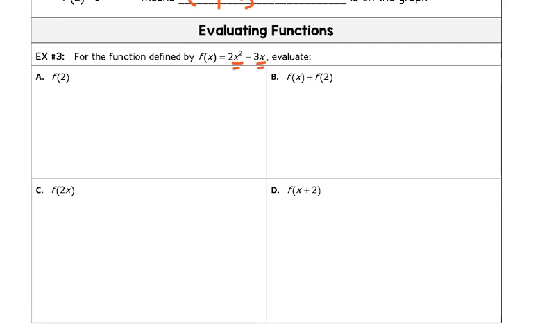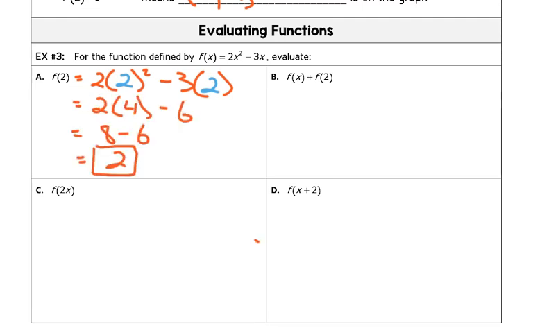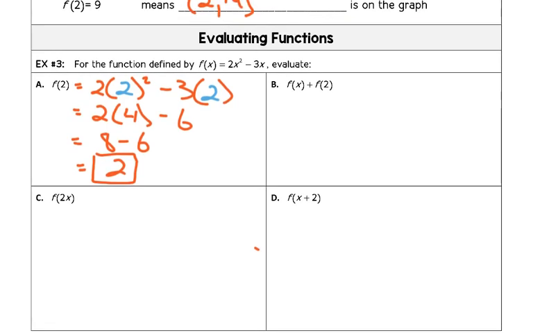So let's try that here for f of 2 in part A. I'm plugging in 2 wherever I see an x in my function, and then I'm going to evaluate and simplify. Simplifying down, I get an answer of 2. So I know that when I plug in 2, f of 2 is 2. What that means is that the point (2, 2) is on my graph.